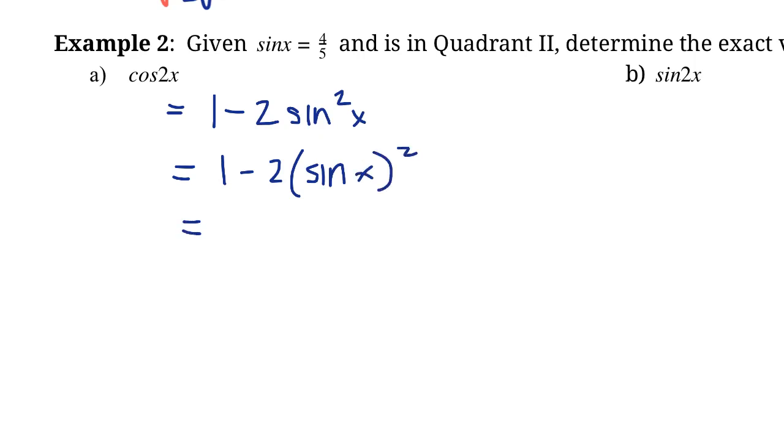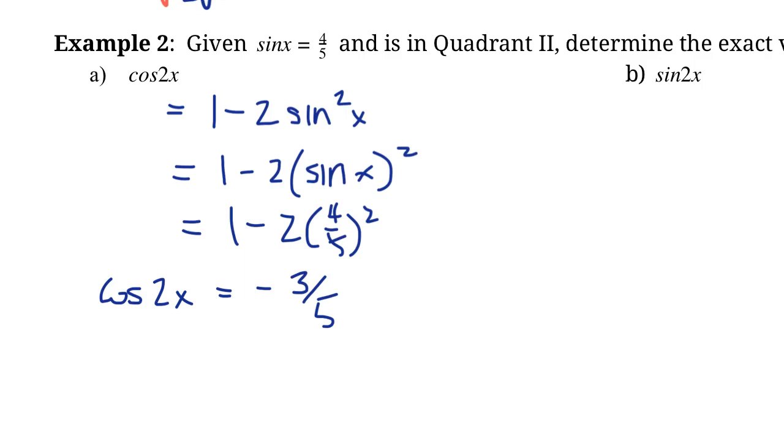But we know that sine x is equal to 4/5, right? So this is just 1 minus 2 times 4/5 squared. And if we do that algebra, what we end up with is that cos 2x is equal to negative 3/5. So without even finding the angle x, we can find what cos 2x is of that angle. Okay, no problem. Let's go on to the second one. Try yourself, by the way, to see if you can figure it out.